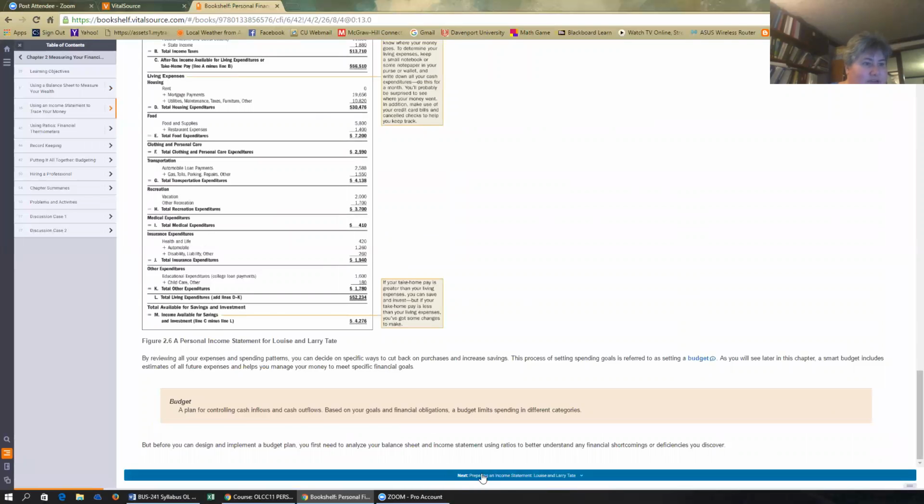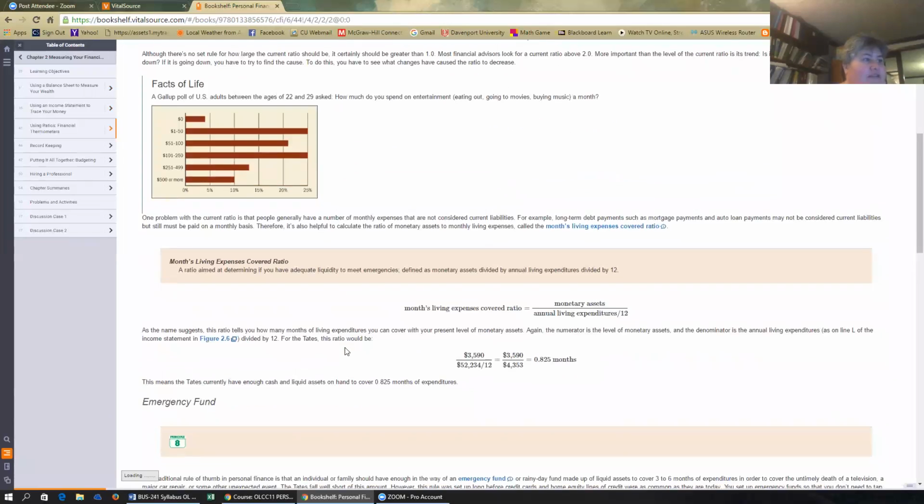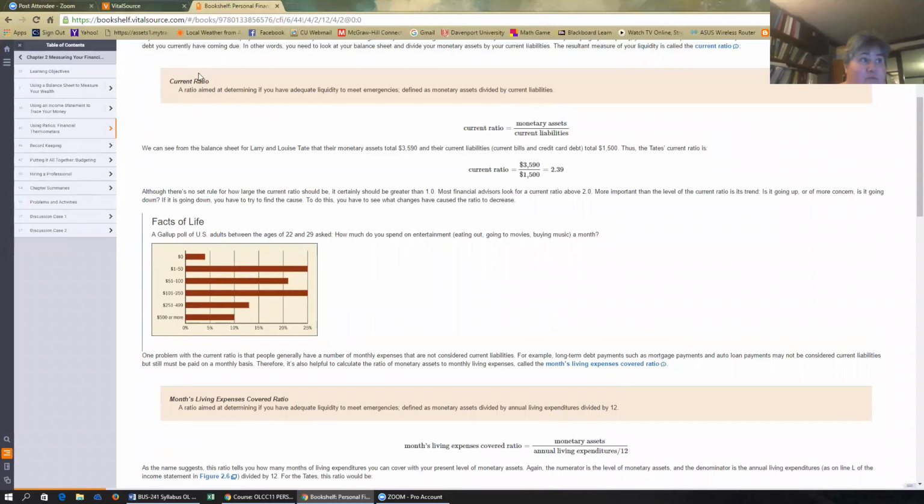Then, after you prepare the income statement, they're going to have you look at a few things. Remember the group project? You had to compute the current ratio for the couple in the textbook, the Dumonts, I think their name was. Well, the current ratio is this formula right here. Monetary assets divided by how many current liabilities you have. And they do it for Larry and Louise Tate.